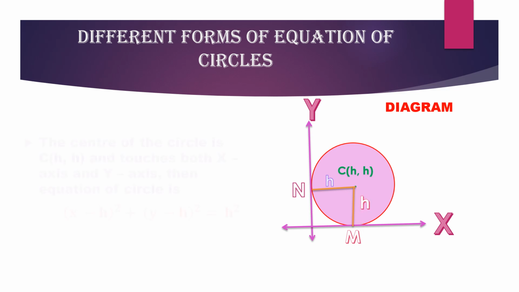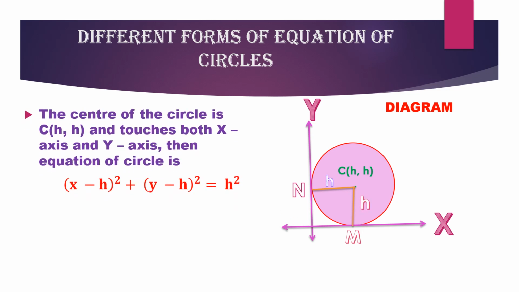Then the equation of circle is (x − h)² + (y − h)² = h². This is the form of equation of circle.